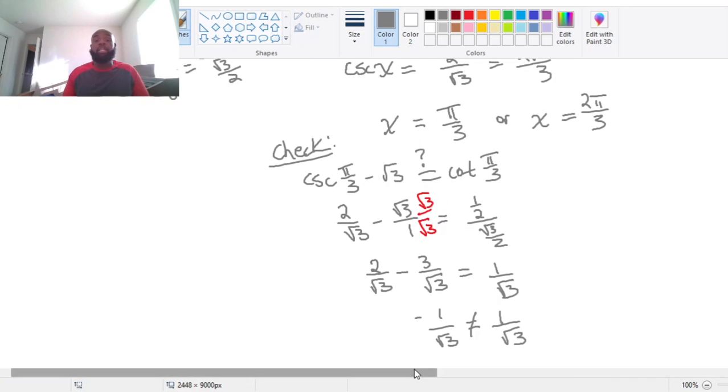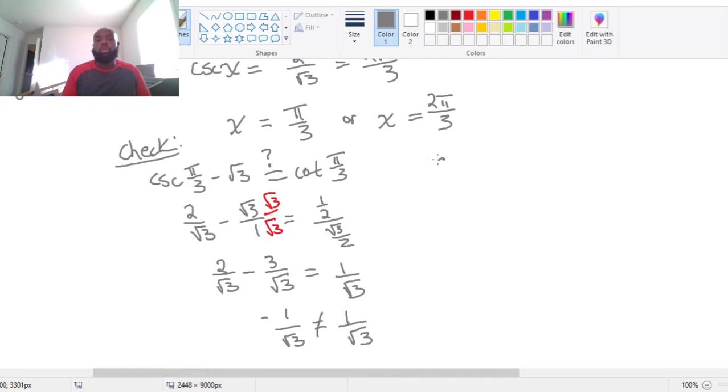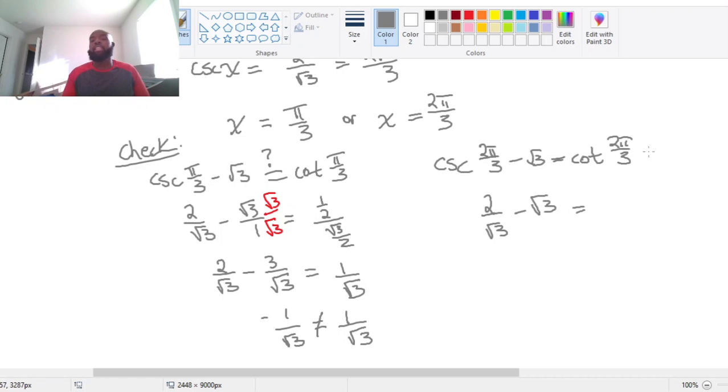And then we can similarly check the solution 2 pi over 3. So we go back to our original function. We plug in 2 pi over 3. And when we do this, again, this is in the second quadrant. Sine and cosecant are positive, so we're going to get 2 over the square root of 3 minus the square root of 3 again. And then the cotangent of 2 pi over 3, in the second quadrant, cotangent is negative, and so we're going to get a -1/2 over 2 over the square root of 3. So we get a -1 over the square root of 3.